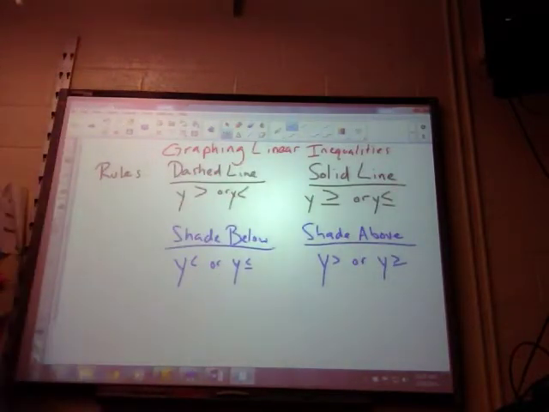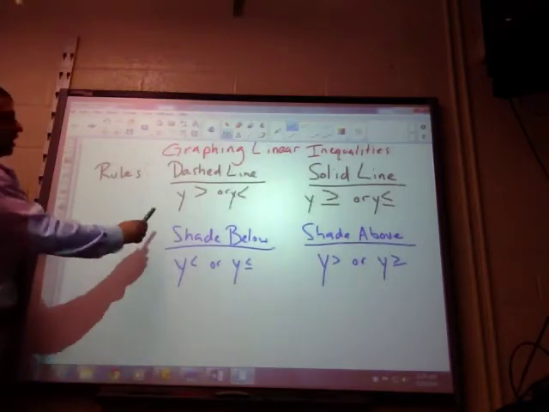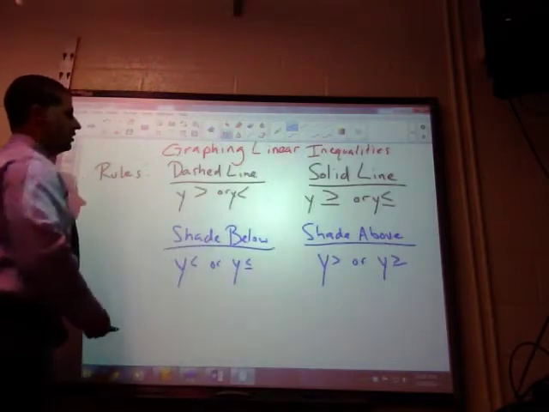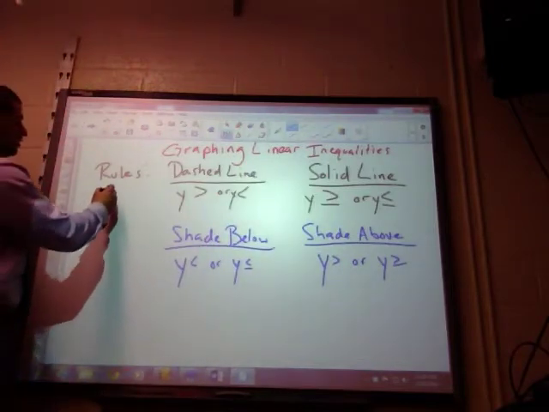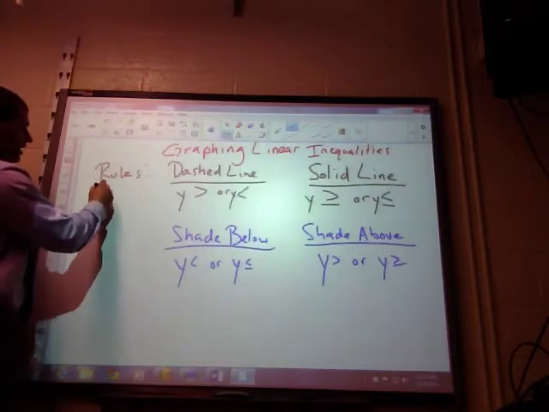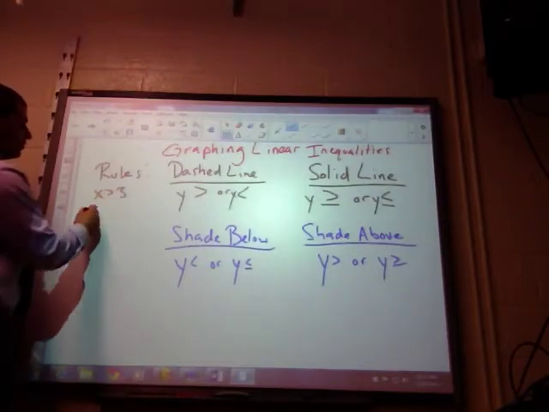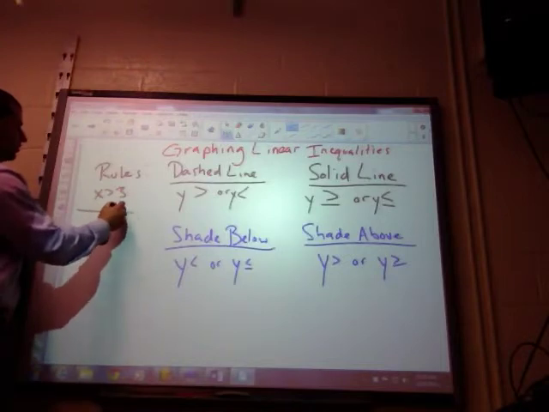So here are sort of the facts of linear inequalities. You have a dashed line whenever it's y is greater than or y is less than. So whenever you have something that's just a less than or greater than, it's a dashed line. Sort of like if you had x is greater than 3, you put an open circle and then shade with your arrow.